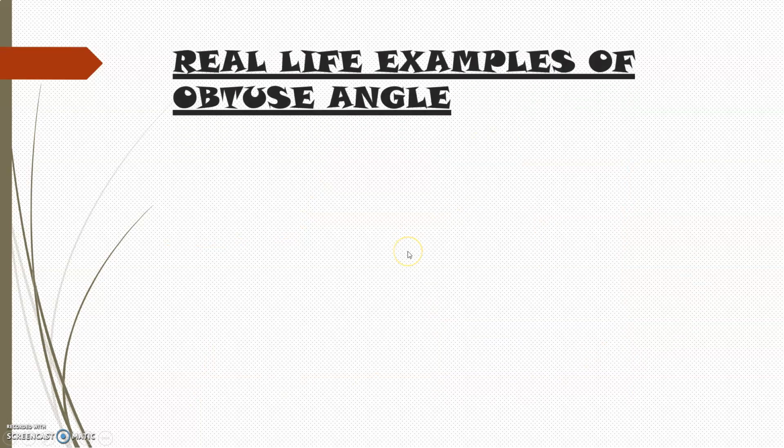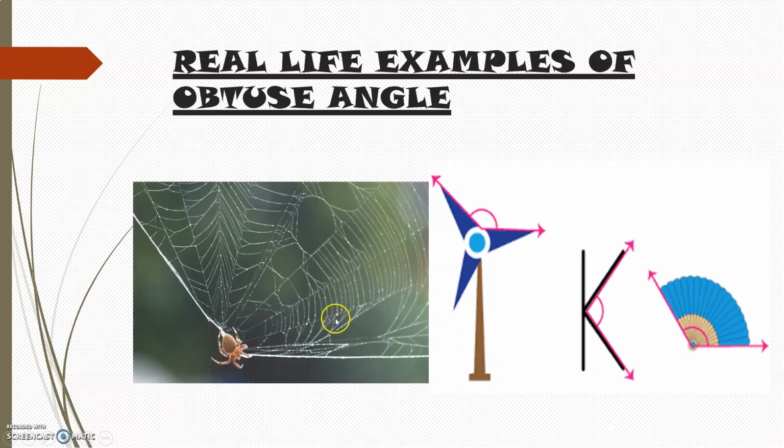Real life examples for an obtuse angle. Here you can see the spider web. This is in the form of an obtuse angle. And the fan blades. The blades of the fan also represent an obtuse angle. And the formation of the K. And here is the fan, like a hand fan, which was used in ancient times.